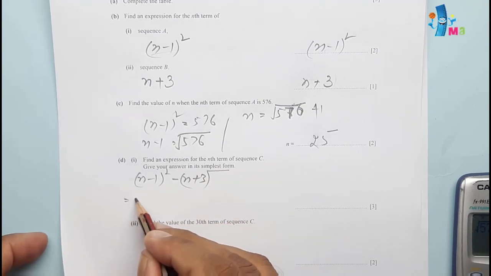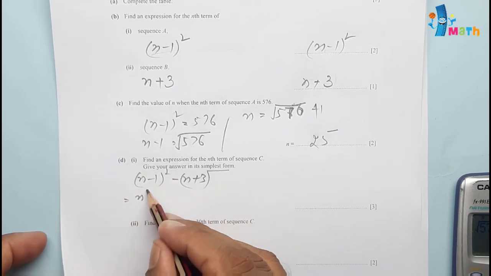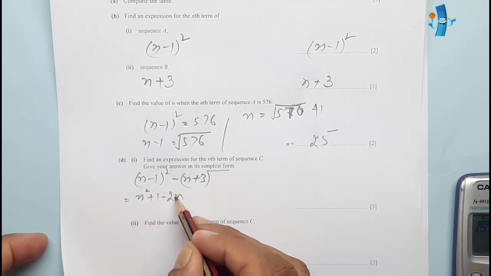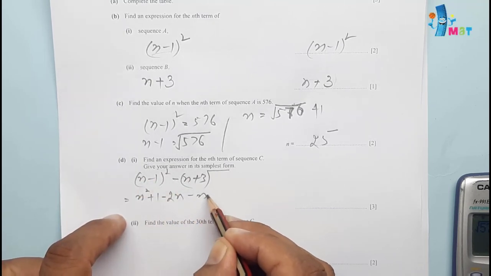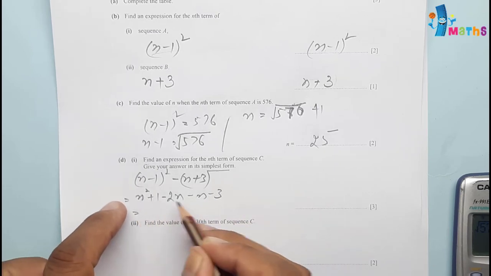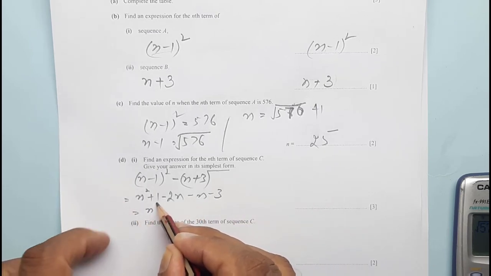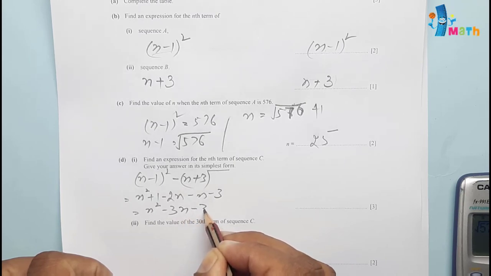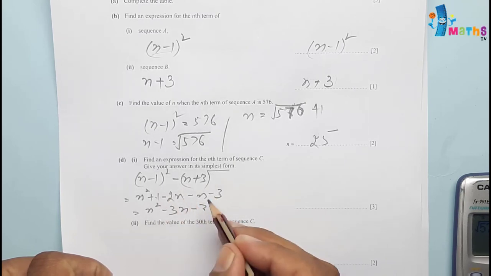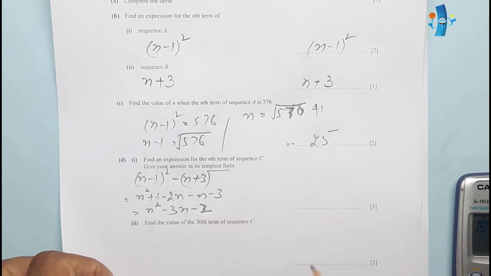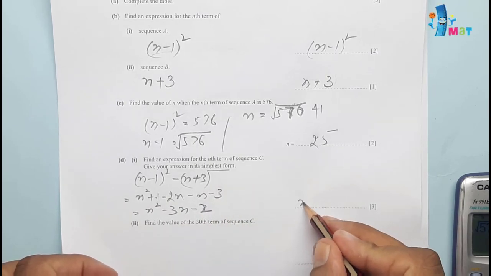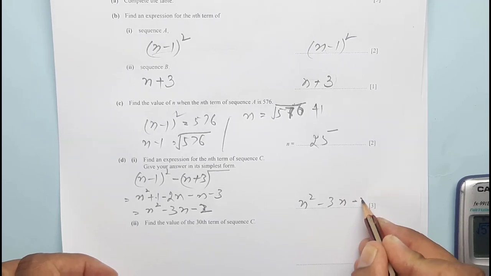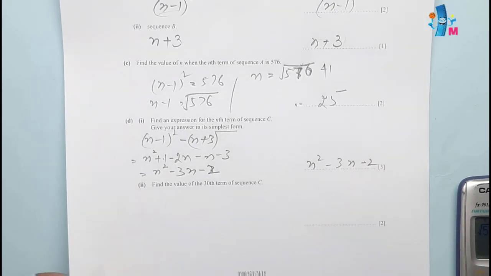So we'll open, this will be n square, I'm opening, n square plus 1 minus 2n. This is the square which I opened, minus n and minus 3. And we can simplify, this will be n squared minus 3n, minus 3 plus 1, so it will be minus 2. So our final answer will be n square minus 3n minus 2. This will be our final answer.